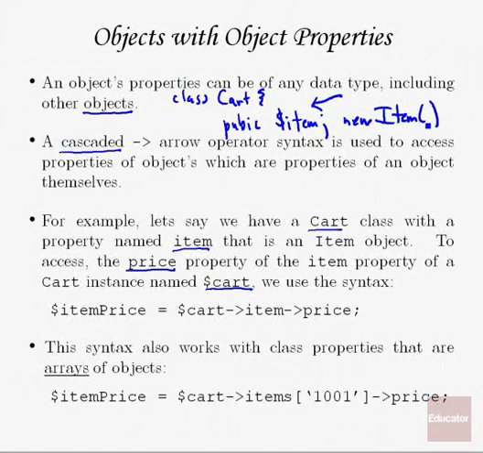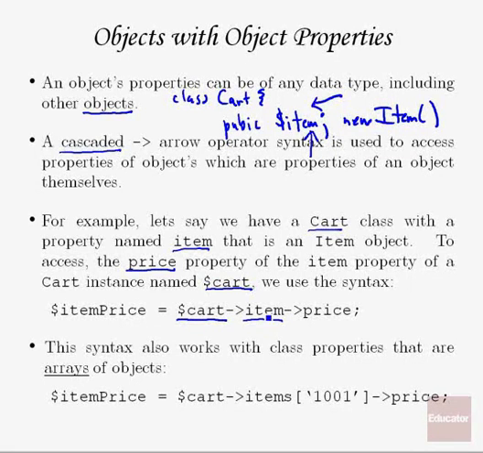And we want to access the price of this particular item object. Well, the way you do that is use multiple arrow operators. So for example, we get the instance of our cart object, and then we use the arrow operator to say, give me the item property. And what that's going to do is return the item object, the instance of the item object that this current instance of the cart item property is set to.